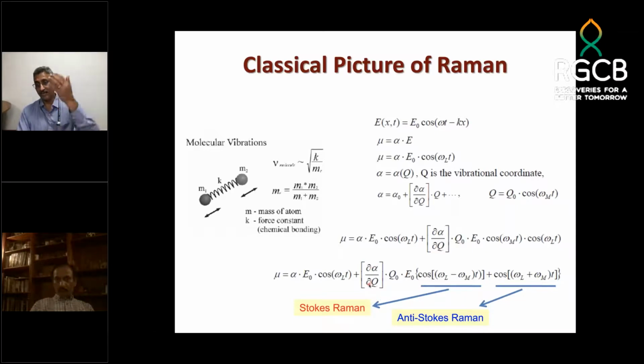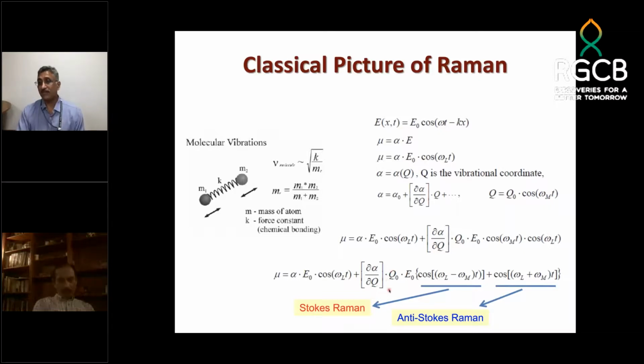You know that the differential of a function is the slope of the function, and the slope happens to be 0 whenever it is a maxima or a minima. So if it is a maxima or a minima, that means the alpha is changing in a parabolic fashion, and at equilibrium the slope will be 0. So alpha has to be a monotonically increasing function, only then will it be a Raman active mode. So this is the selection rule for Raman activity also.